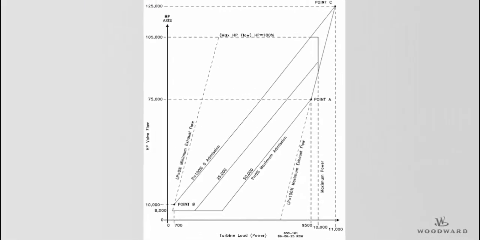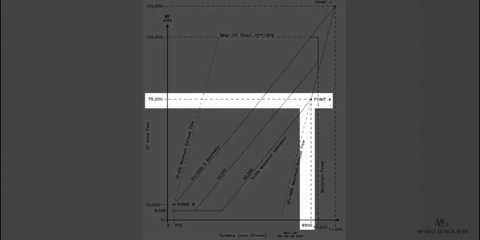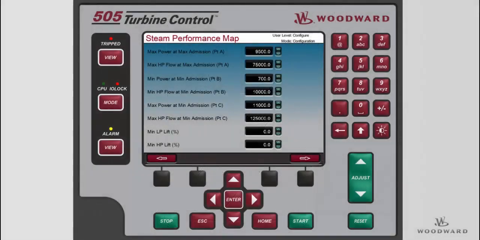Point A is where the P equals 0 and LP equals 100 lines intersect. The S-axis value is defined as max power at max admission and is about 9,500 kilowatts in our example here. The HP axis value is defined as max HP flow at max admission, about 75,000 pounds per hour. The S-axis and HP axis values for point A are entered on the third page of the steam map configuration menu.